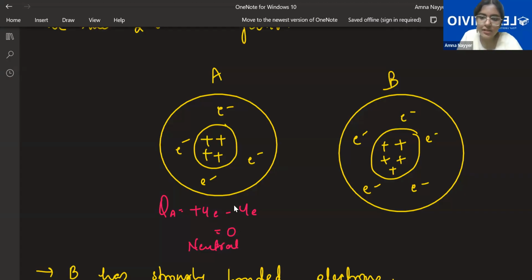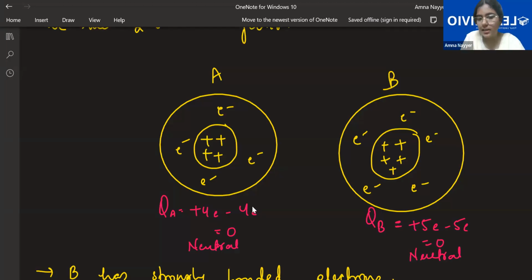Okay, Anisa, let's come to you. Anisa, tell me the net charge of this body. Ma'am, 0. Very good. It is plus 5e minus 5e. This is also neutral. So see, both of them are neutral.